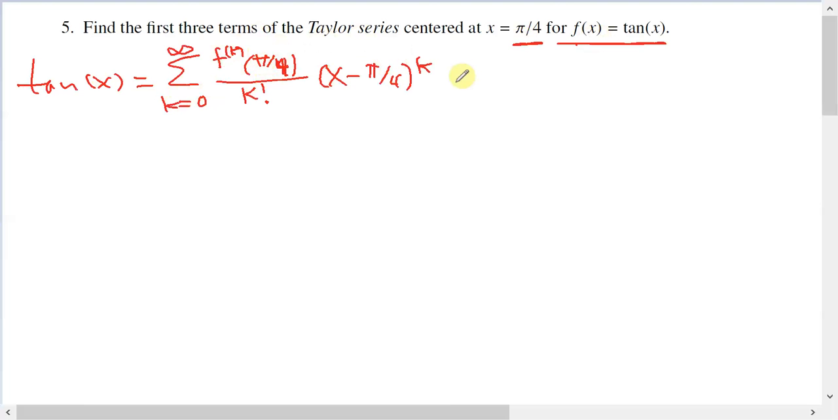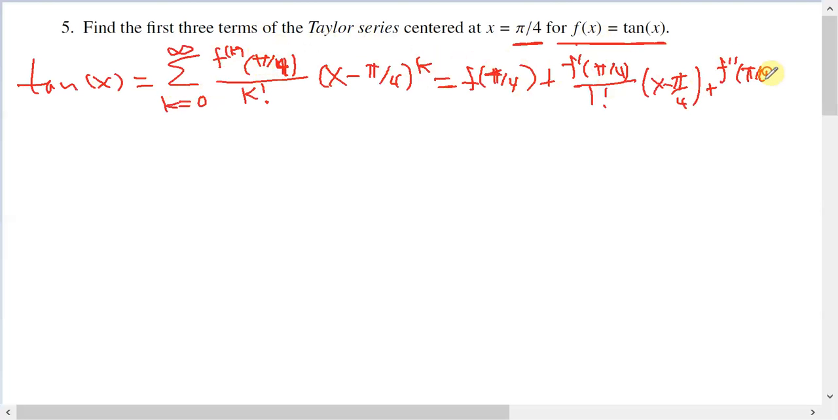And so all I'm doing is writing out the first three terms. When I put in 0, it's the 0th derivative at pi over 4, divided by 0 factorial, which is 1, times x minus pi over 4 to the 0. So that's what I get there. And then it's going to be the first derivative at pi over 4 over 1 factorial times x minus pi over 4 to the 1. And then the second derivative at pi over 4 over 2 factorial times x minus pi over 4 squared. And this keeps going, but that's all we're asked to find is the first three, so we don't need the rest of them.